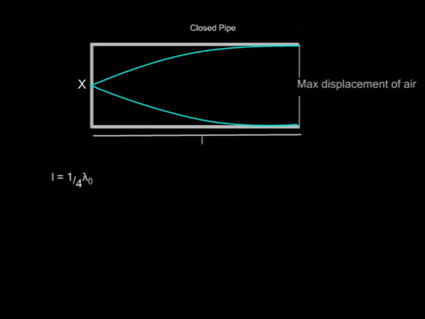And L is equal to a quarter lambda naught, so lambda naught is equal to 4L. But V is equal to F naught lambda naught. Therefore, F naught is equal to V over lambda naught, which is equal to V over 4L. This lowest frequency is also the first harmonic. Since the antinode may not form exactly at the end of the pipe, an end correction E is added to L, and thus F0 is equal to V over 4(L plus E), where E is the end correction.